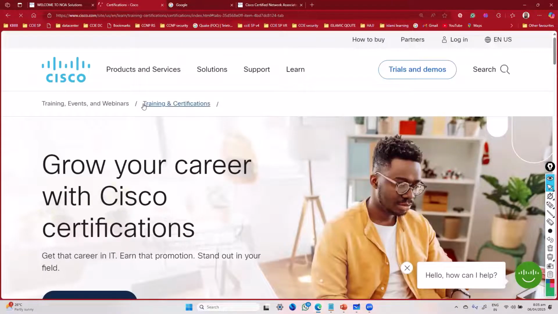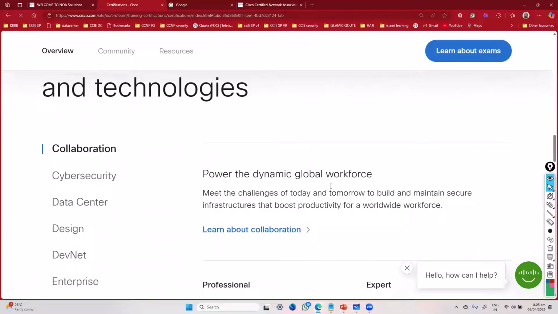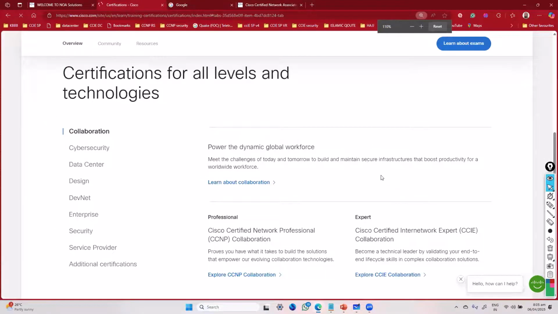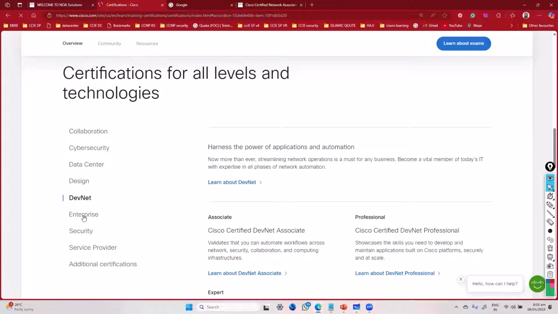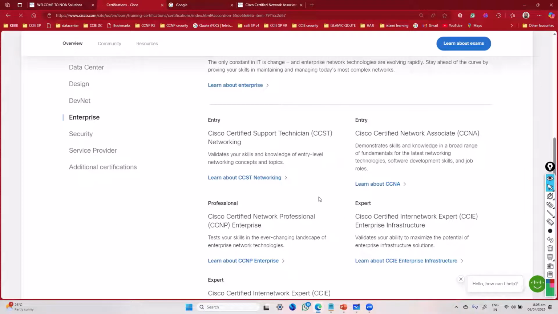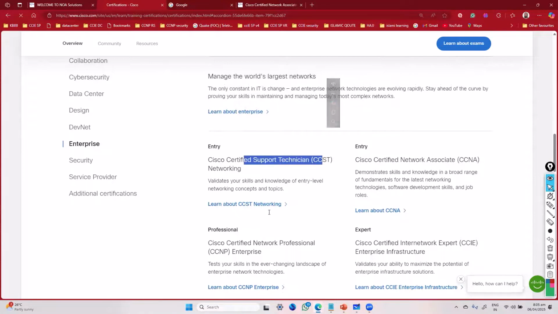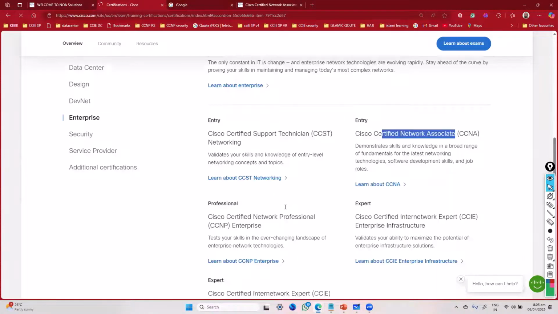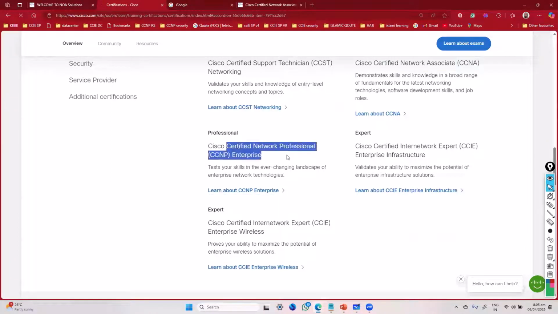Now, training and certifications, different domains. These are the different expertise domains. Definitely, enterprise is the one we'll be seeing here. You have the enterprise entry level certification. CCNA is a prerequisite, so entry levels. Mainly our focus will be on the professional level, where you will see the professional level certifications.